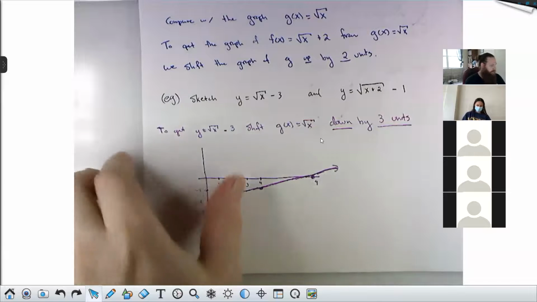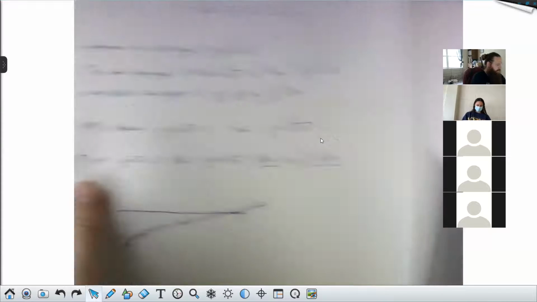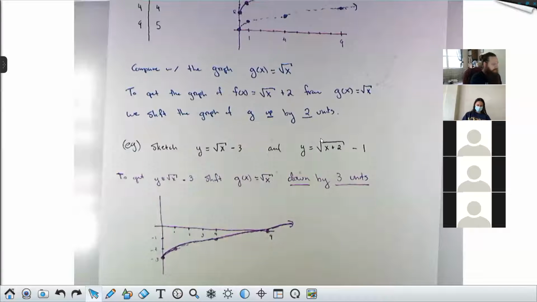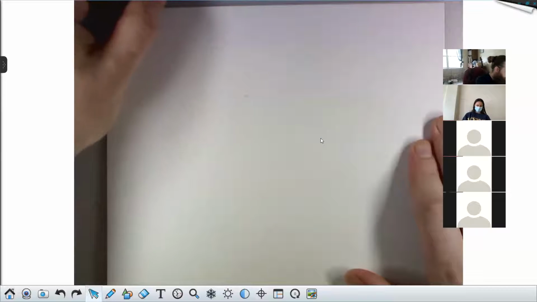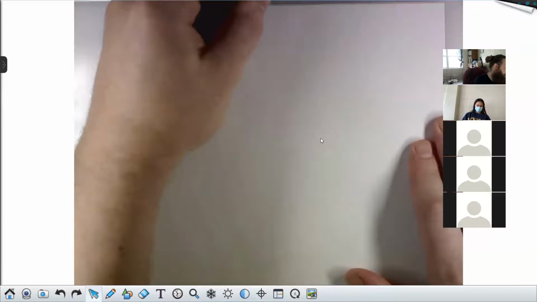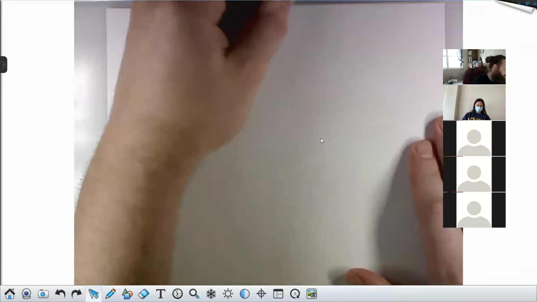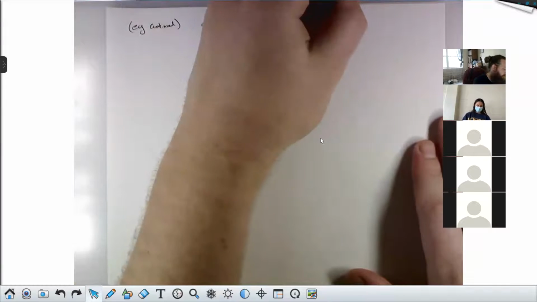The next one I'm going to do on the other page. So let's continue this. The function we're trying to graph is the square root of x plus 2, minus 1. That has two things going on. Again, what we're trying to do here, continuing the previous example, is sketch y equals the square root of x plus 2 minus 1 without making a table.